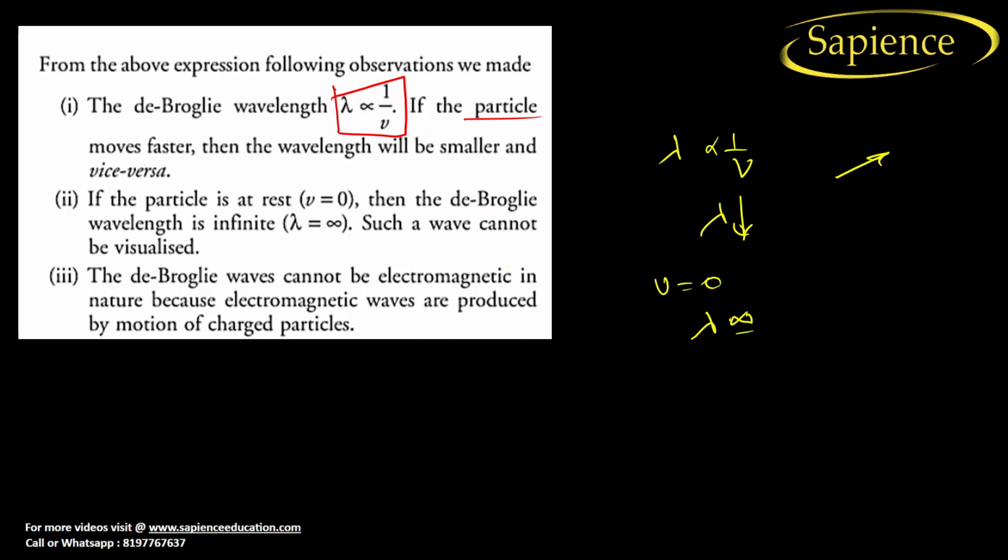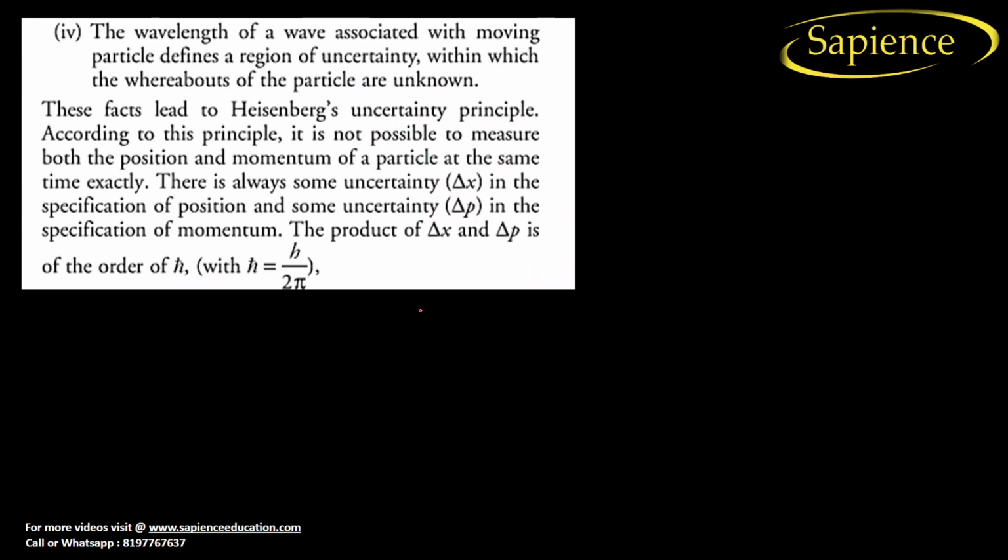So if lambda is equal to infinity, such a wave cannot be visualized. The de Broglie wave cannot be electromagnetic in nature, because electromagnetic waves are produced by the motion of charged particles. Yeah, very important. But in the de Broglie wavelength, we don't require any charged particle. That's why both cannot be the same, right?